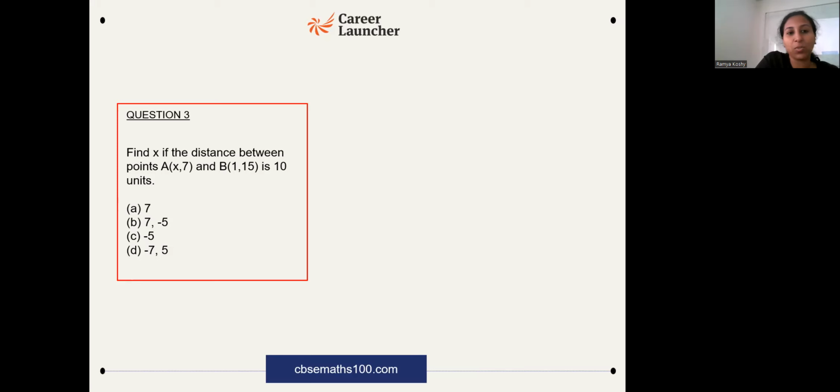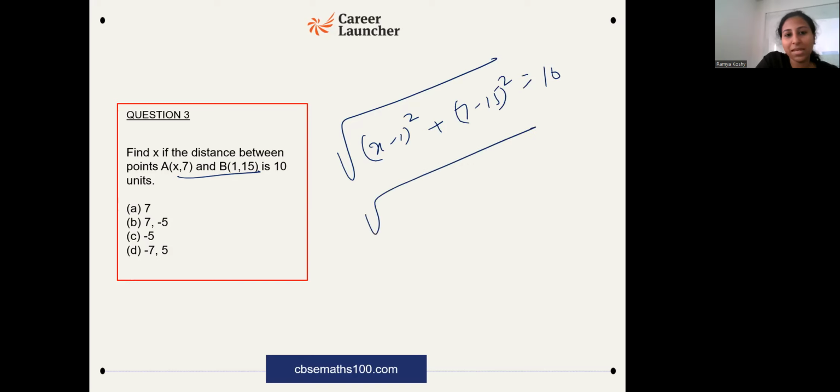Find x if distance between this is 10. That means root of x minus 1 the whole square plus 7 minus 15 the whole square is 10. This means root of x minus 1 the whole square plus 7 minus 15 whole square, which is same as minus 8 square or plus 8 square, is 10. Now again, this is a Pythagorean triplet which is coming. What method I'm discussing now works when you have a Pythagorean triplet. Otherwise, the method which I'm telling will not work. You will have to do the long method, which most of you might be doing.